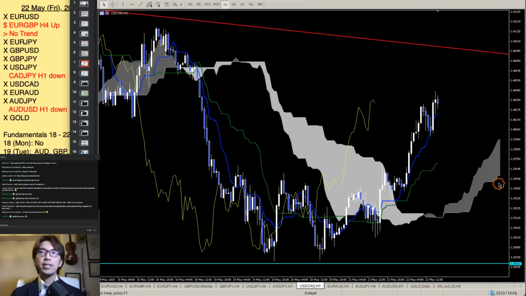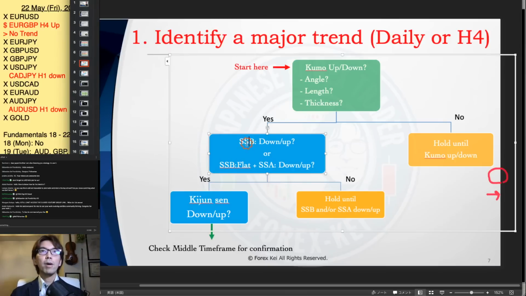So when Kumo is moving up, we look at Senko span B and also Senko span A. In this case, Senko span B is currently flat. So coming back to that flow chart, Senko span B is not up, Senko span B is flat. So in this case, we better look at Senko span A. If Senko span B is moving up, then we can just go down to Kijun Sen. But when Senko span B is flat, then we have to look at Senko span A and make sure Senko span A is moving up.